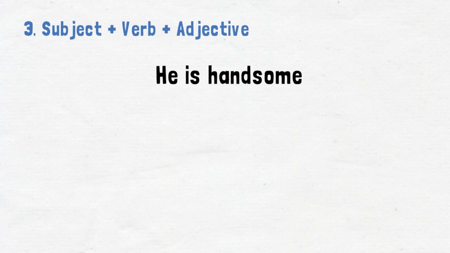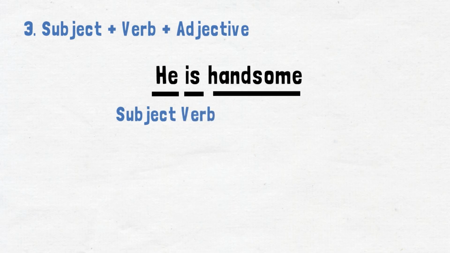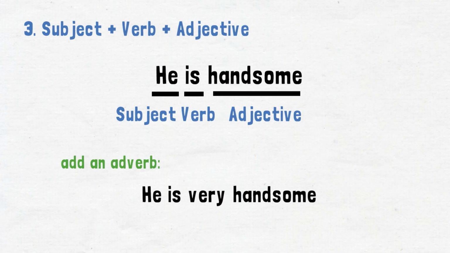Subject plus verb plus adjective. For example, he is handsome. Like the other types of sentences, you can expand on the sentence by adding other parts of speech, such as an adverb. He is very handsome.